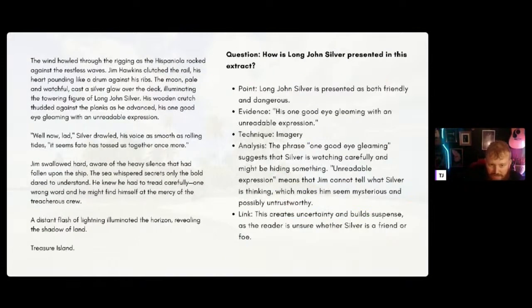Okay, right. So some things we can mention here. Long John Silver's presented as both friendly and dangerous. We've obviously got the idea that he's got one eye gleaming with an unreadable expression. We've got imagery being used here. The phrase "one eye gleaming" is suggesting that he's watching very carefully, he might be hiding something. "Unreadable expression," so we're zooming in on one quotation here. That means Jim can't tell what Silver's thinking, which makes him mysterious and even less trustworthy, okay? So that's creating uncertainty. It's building suspense, and that's making us unsure about the character of Silver, which makes it interesting for the reader.